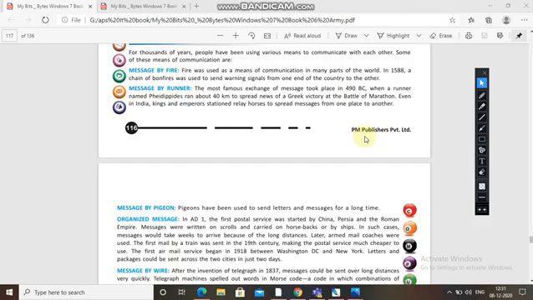In 1588, a chain of bonfires was used to send warning signals from one end of the country to the other. These were used for sending messages.